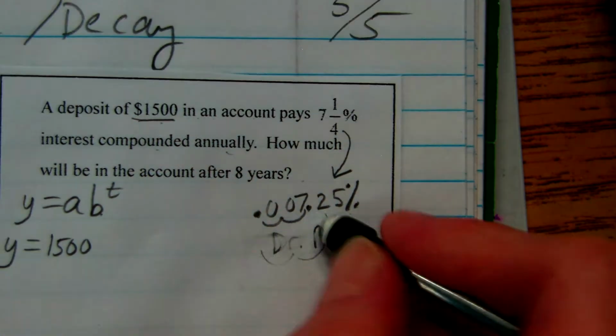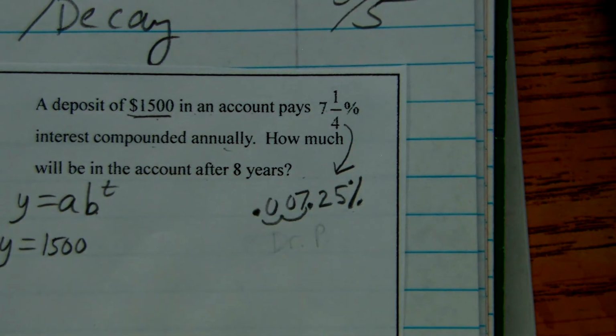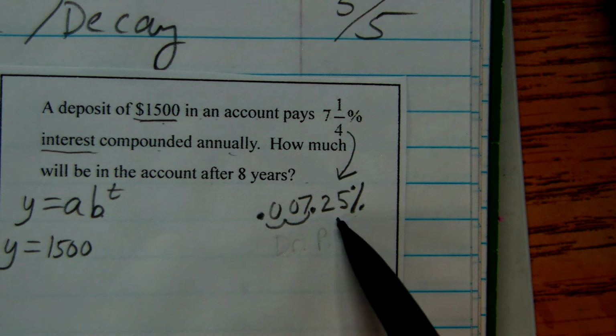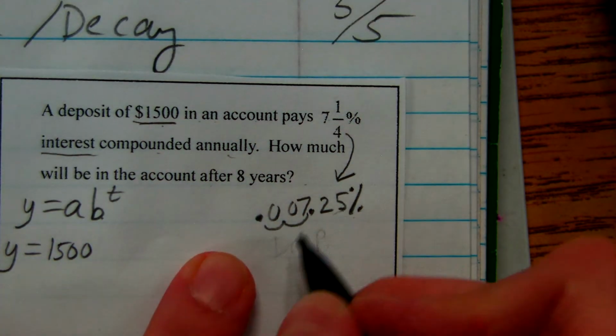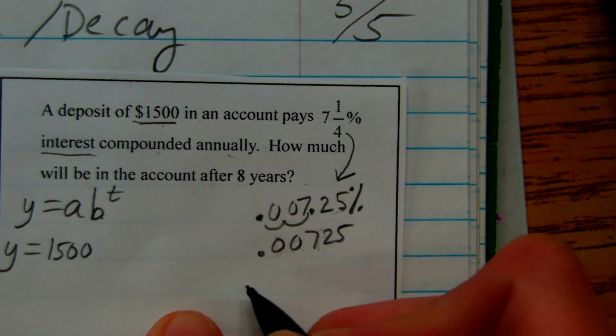So it was something that we talked about earlier in the year. But basically, it's just to help you remember two places. Now, if you're doing interest, this is going to add to what you already had. So the percent we started with was 100%. So we're going to take this number, 0.00725, and we're going to add it to 100%.